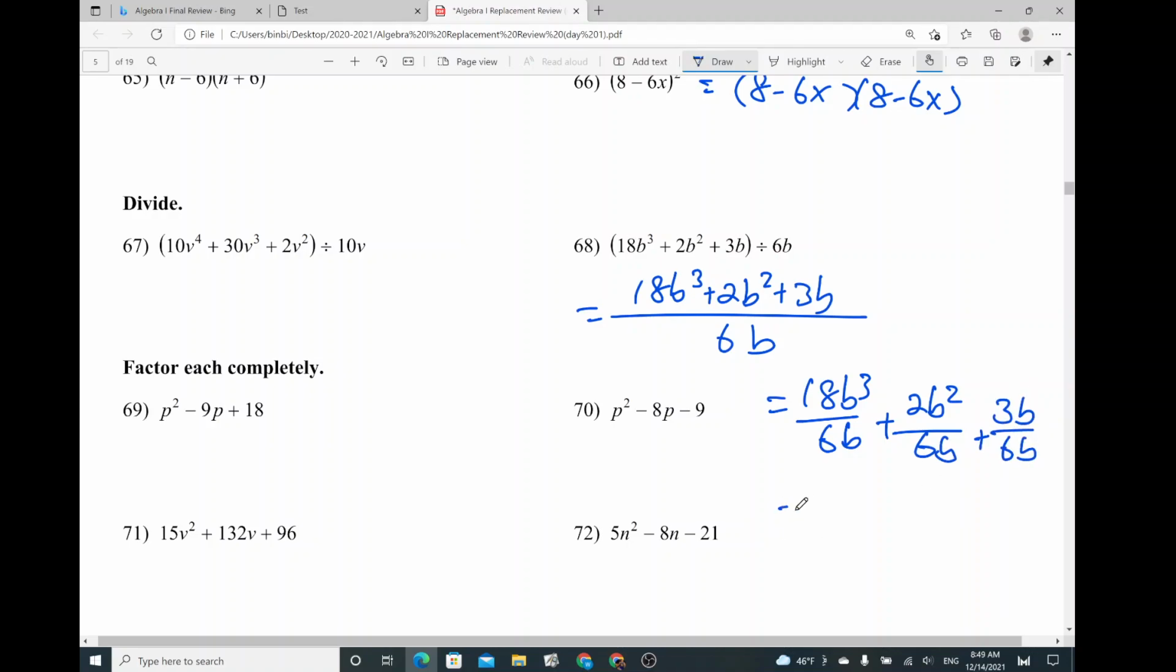And then once you end up with the fraction, what we can do is reduce. So 18 over 6, 3. B to the power of 3 over b, b squared. 2 over 6, 1/3. B squared over b, just b. 3 over 6, 1/2. Reduced by 3. And then b and b got canceled. So here's the final form.